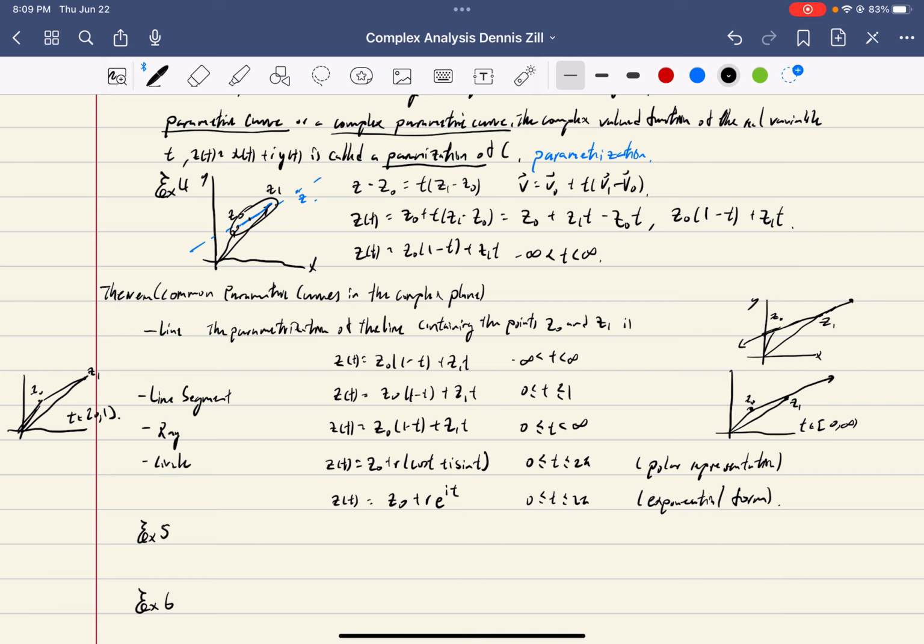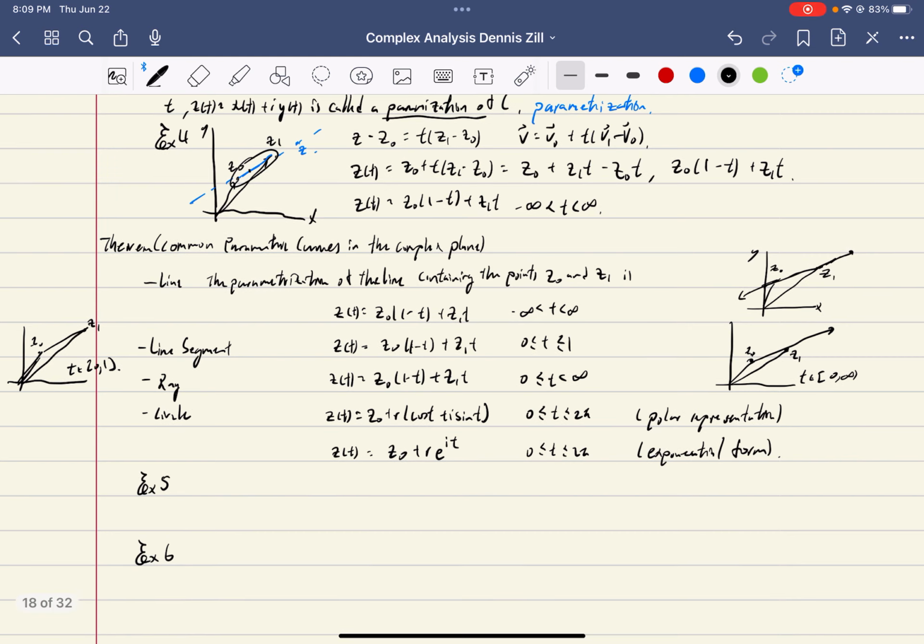Common parametric curves in the complex plane. So the parametrization of the line containing the points z0 and z1 is, well, the formula we just derived, right? That is a line. So this is an illustration of it. You can go from negative infinity to positive infinity, right? Now, line segment. Well, simply you can just let it go from 0 to 1, right?